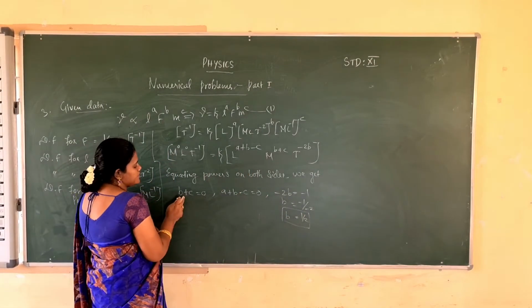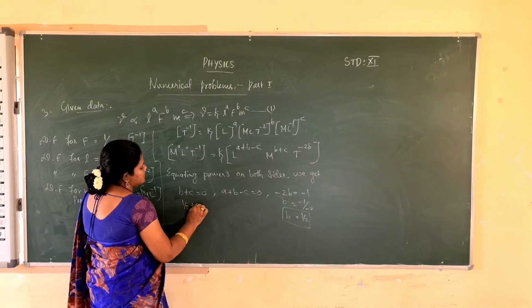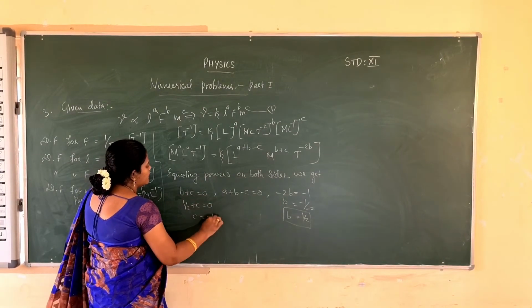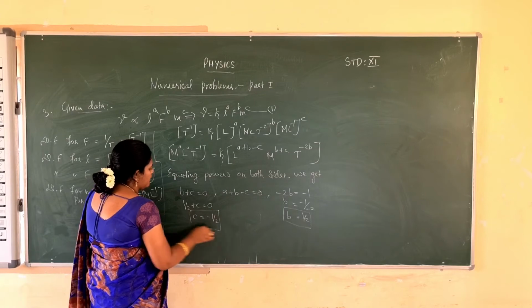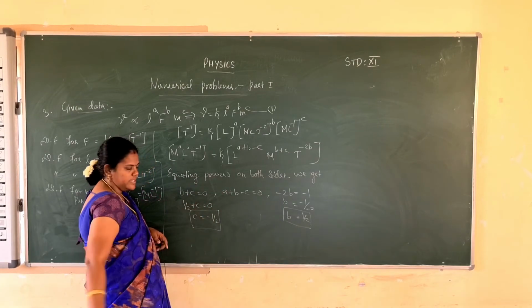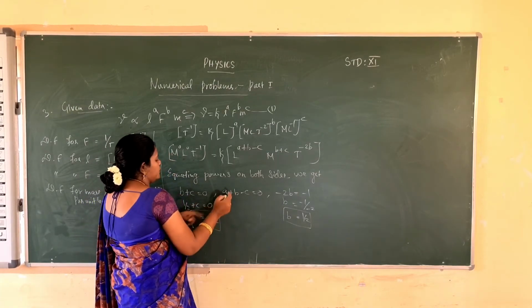Substitute the B value in this equation: 1 by 2 plus C is equal to 0. So C is equal to minus 1 by 2. So the B value and C value can be easily found, and the B and C values will be substituted in this equation.